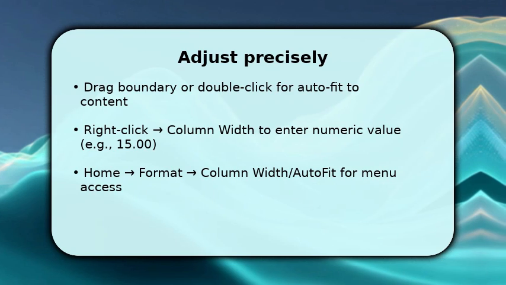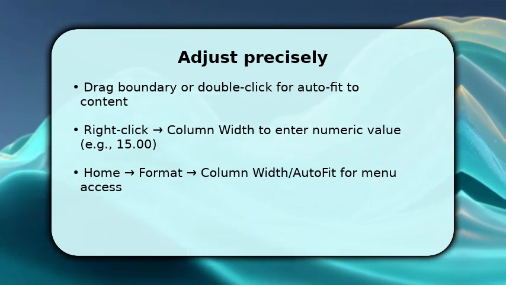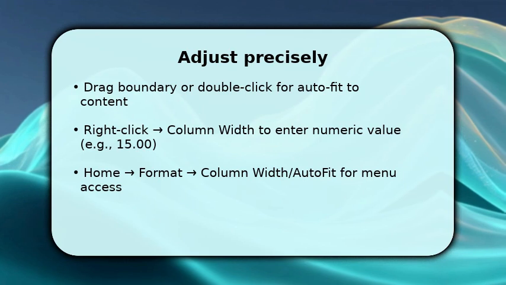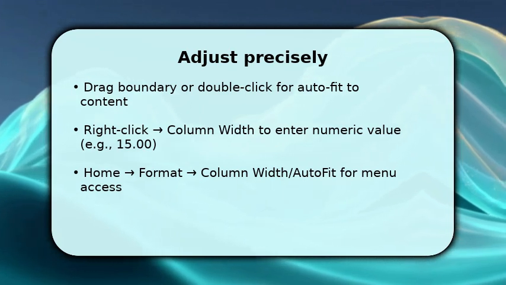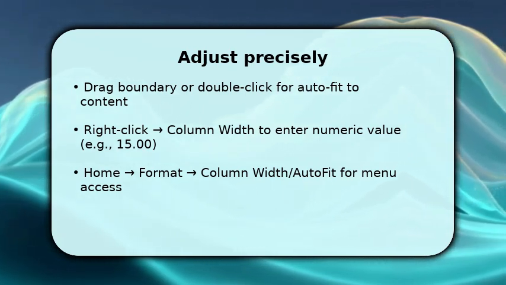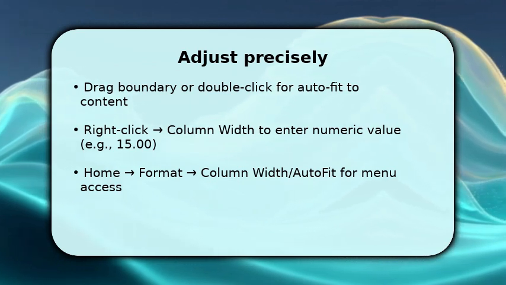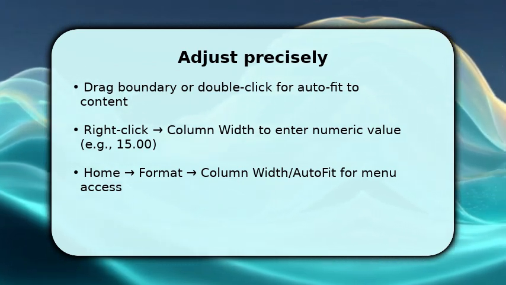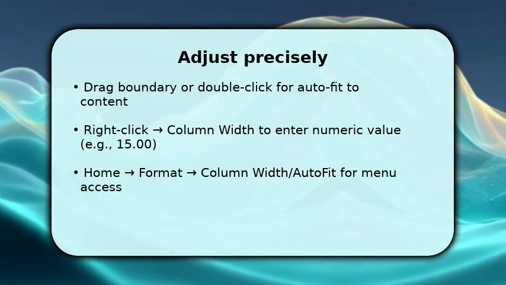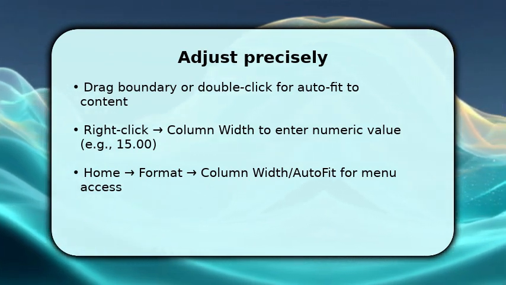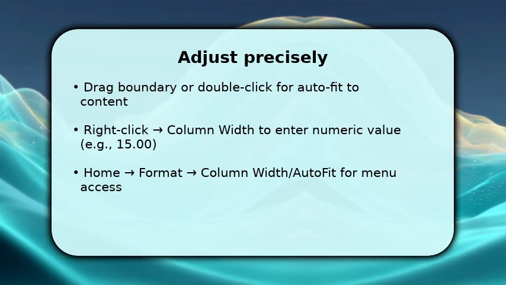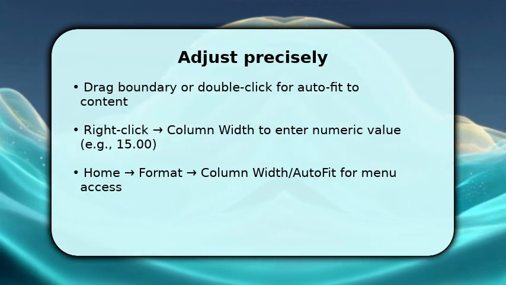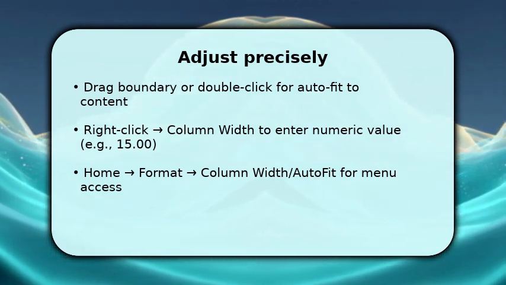If you prefer precision, right-click a header and choose Column Width to type a numeric value like 15.00. Excel uses character units, so this gives consistent results. Alternatively, double-click the boundary to auto-fit to the widest cell in the selection. Once done, use Home > Format for the same options if your right-click menu is different or disabled.